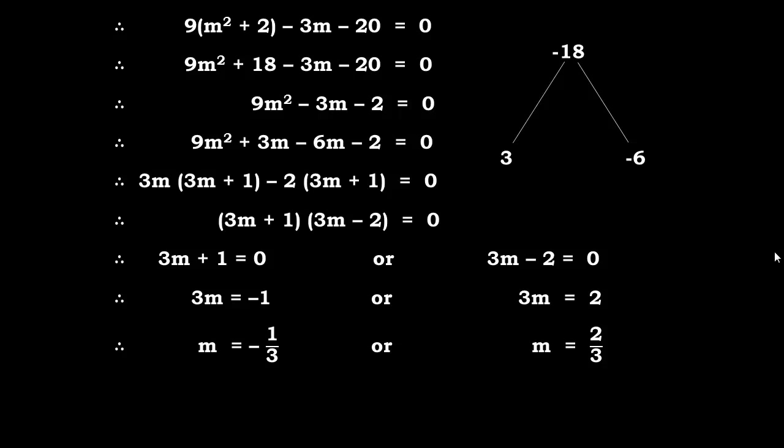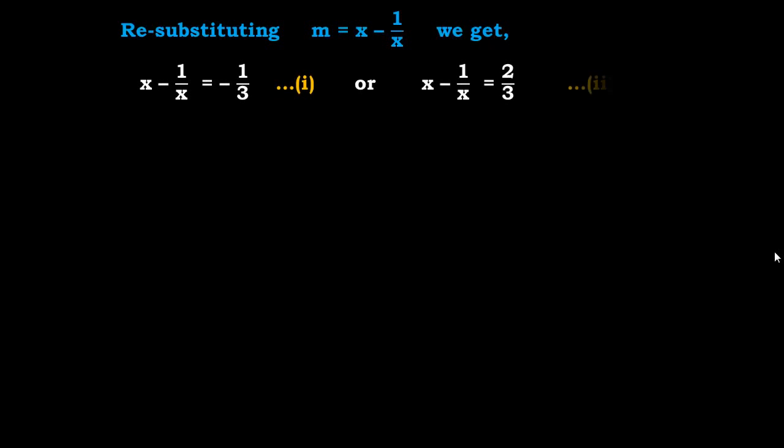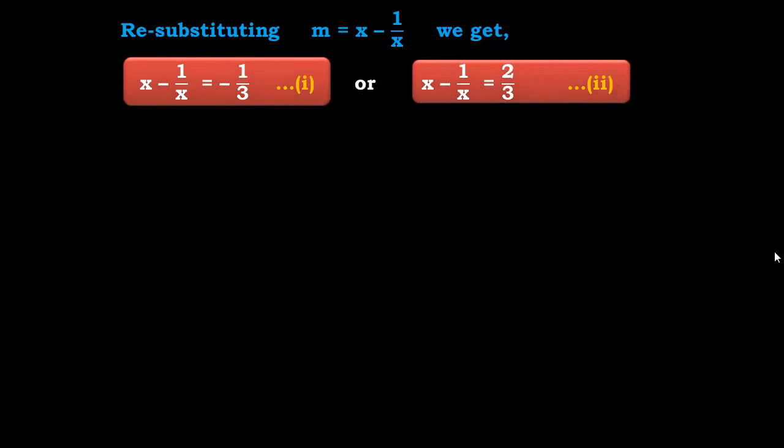Now, these are the values of m, but we have to find x. So, resubstituting m is equal to x minus 1 upon x, we get x minus 1 upon x is equal to minus 1 upon 3, equation number 1, or x minus 1 upon x is equal to 2 upon 3, equation number 2. Now we will solve equation 1. X minus 1 upon x is equal to minus 1 upon 3.